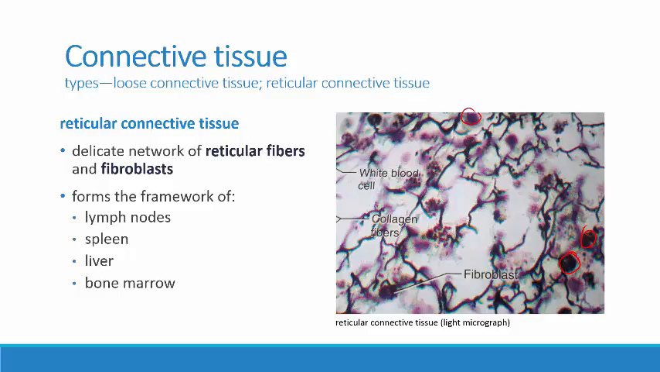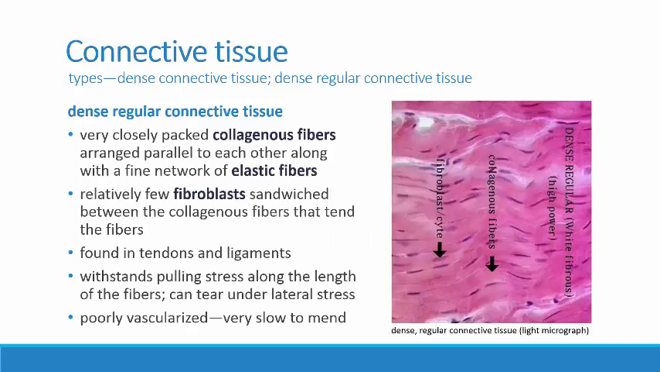Okay, so those are the loose connective tissues. Now let's take a look at the dense connective tissues. And remember, what makes a dense connective tissue is the increased amount of protein fibers that we find in that tissue. So dense regular connective tissue, in contrast to dense irregular connective tissue. We'll get there in a minute.